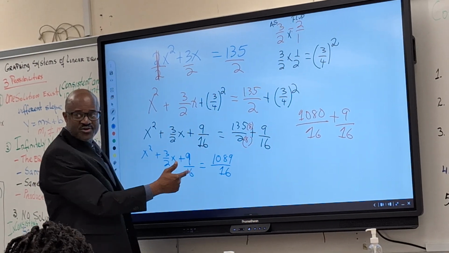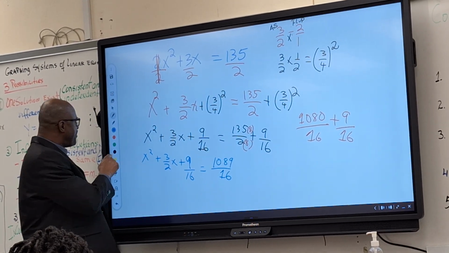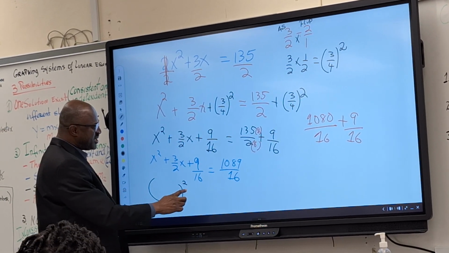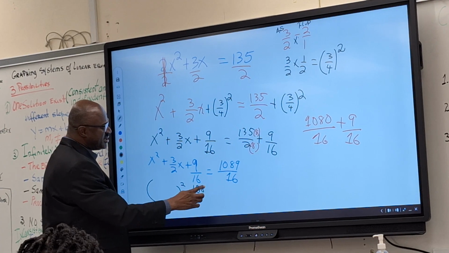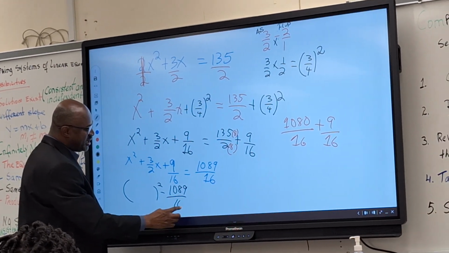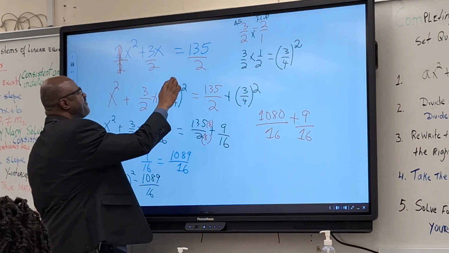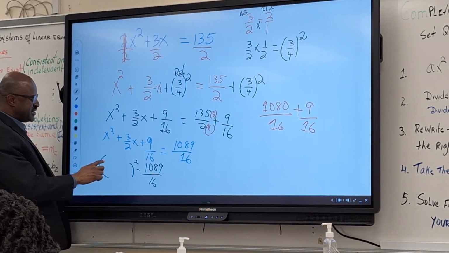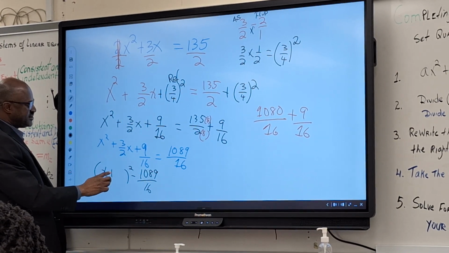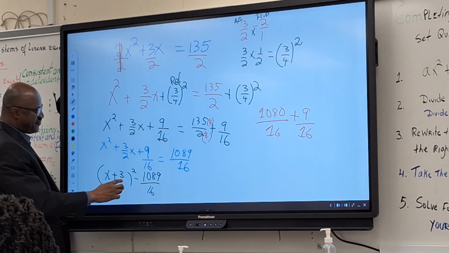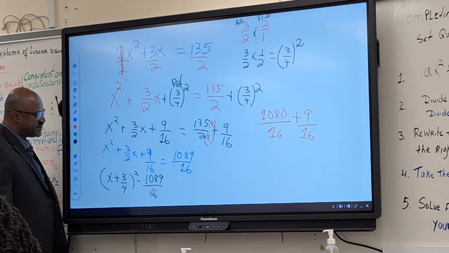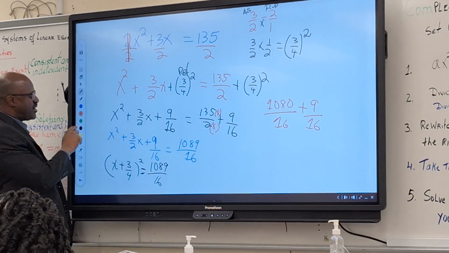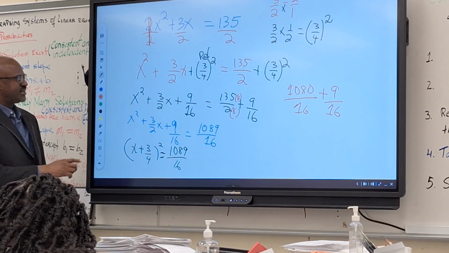You see what I told you in advance? The fractions are coming. So you're going to write this as a perfect square trinomial is equal to 1,089 over 16. And remember, this was our reference. We're going to need it back, right? What goes here? x plus 3 over 4, and you square, is equal to that. And what do we do next? We take the square root.